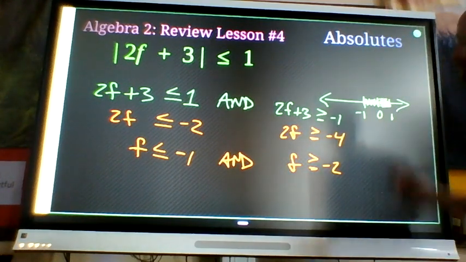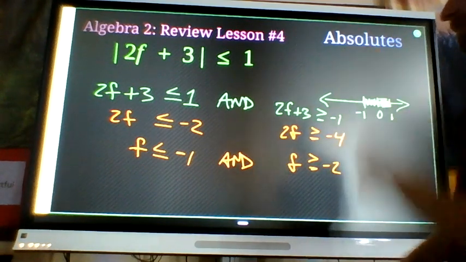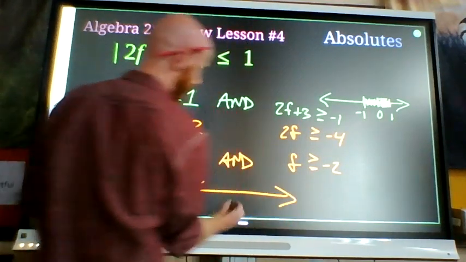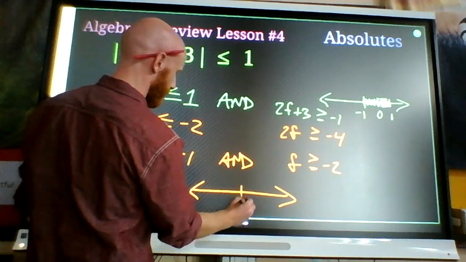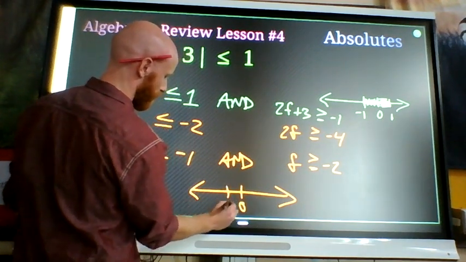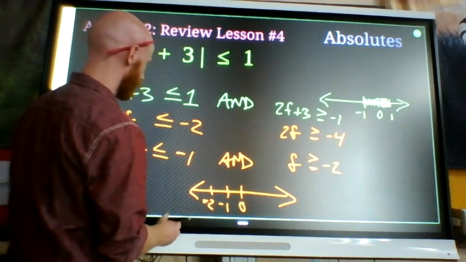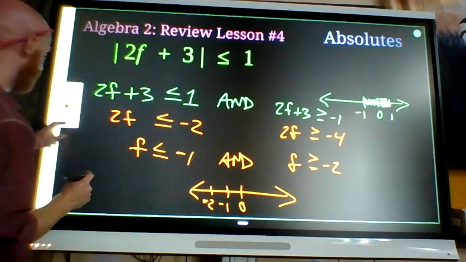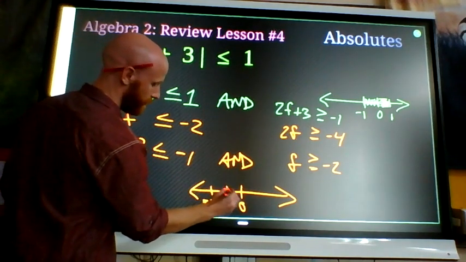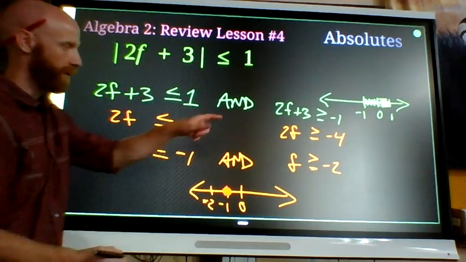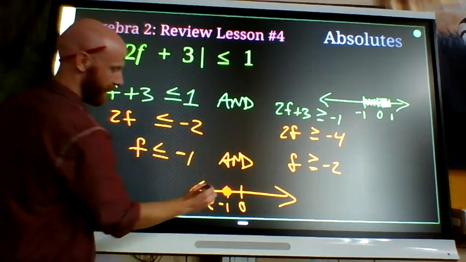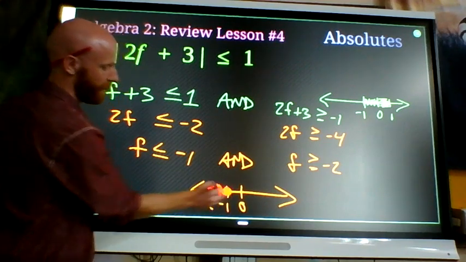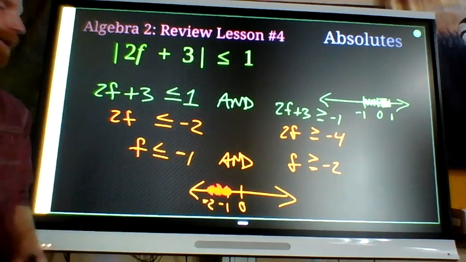All right, so my final solution for the variable, not for the full absolute value, is 0, -1, -2. F can be smaller than or equal to -1, so that's a closed circle. F can be bigger than or equal to -2, so another closed circle, bigger than this, smaller than that. So that little section there is all that F can be.